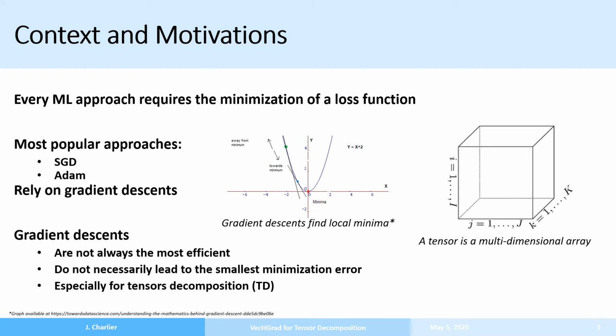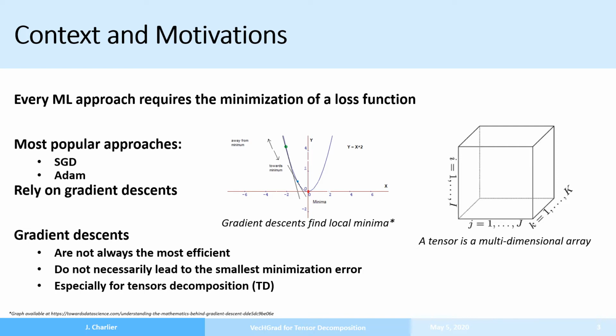Every machine learning approach requires the minimization of a loss function. To minimize the loss function, there exist different approaches. The most popular techniques are stochastic gradient descent and ADAM. These techniques rely on gradient descent.